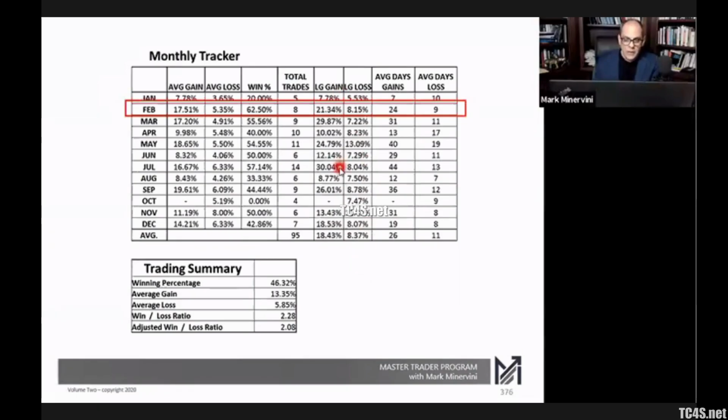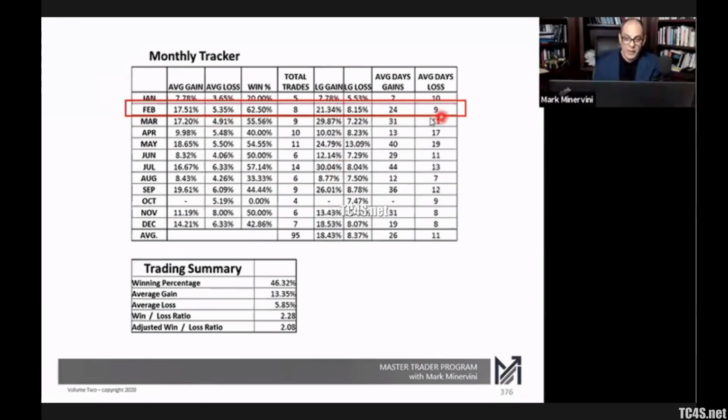Otherwise, that just shows that you're letting your losses balloon and you're clipping your gains off, but you're not containing your largest losses. On average, you want your average loss to be smaller than your average gain, and you want your largest loss to be smaller than your largest gain.